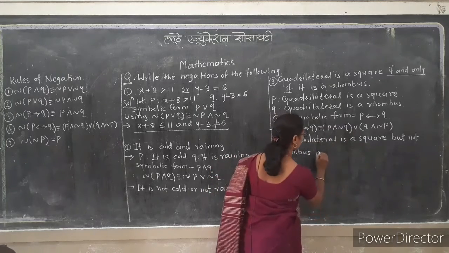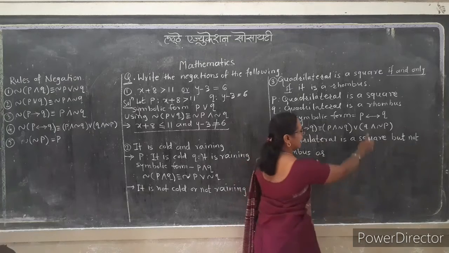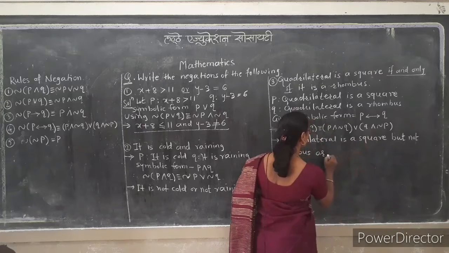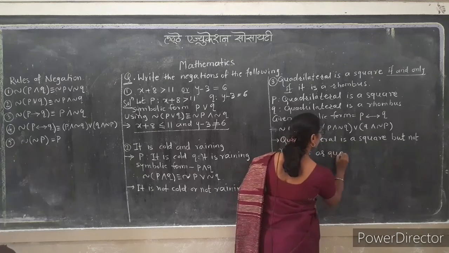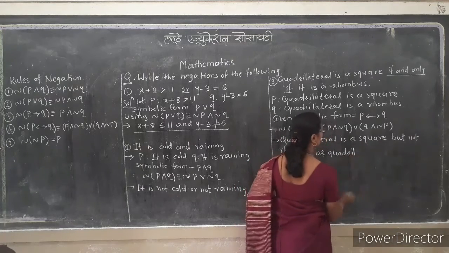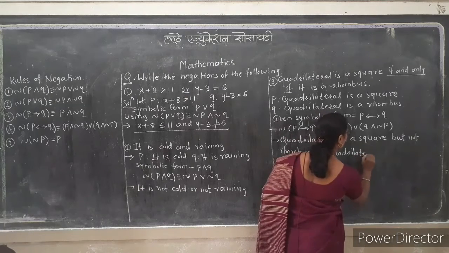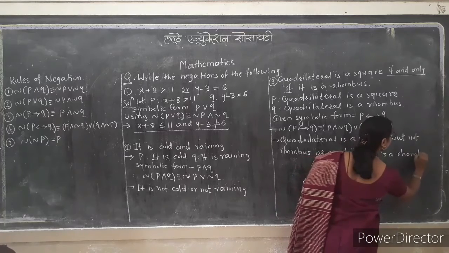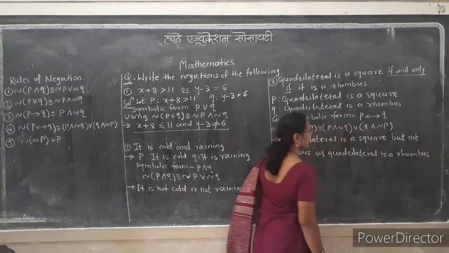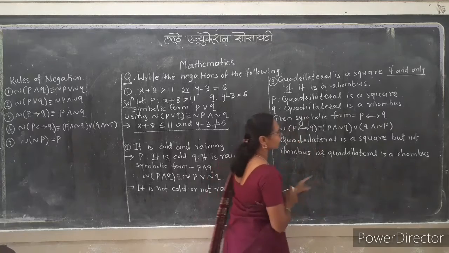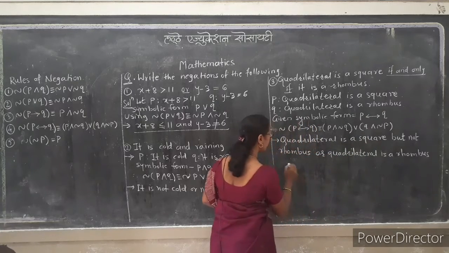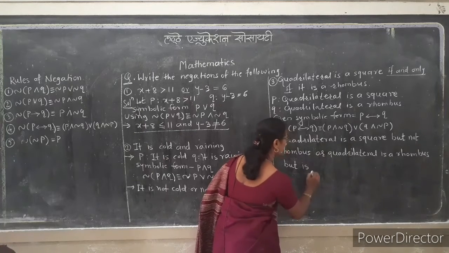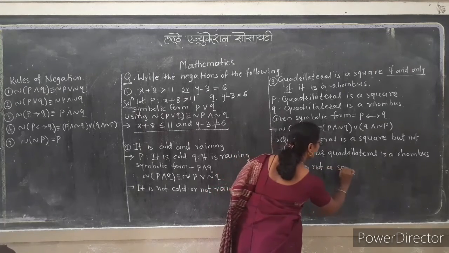Or, disjunction. Therefore, we write here 'or', and in the second bracket Q conjunction negation P. Q is: the quadrilateral is a rhombus. Conjunction: we use 'and', or the second word 'but'. Here we use 'but'. Negation P, but is not a square.